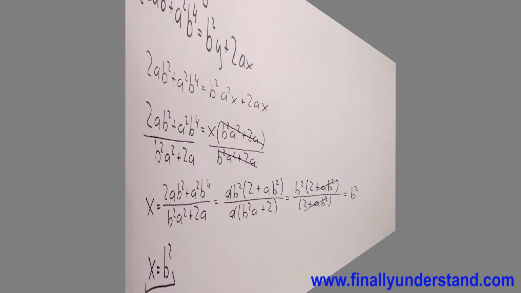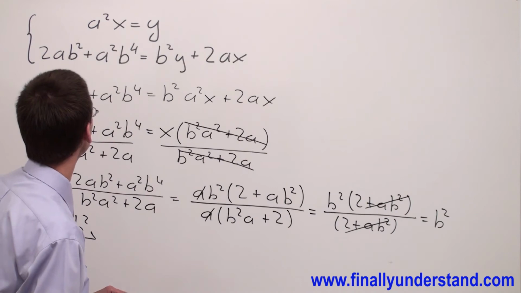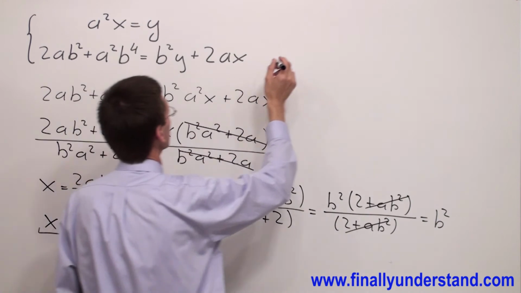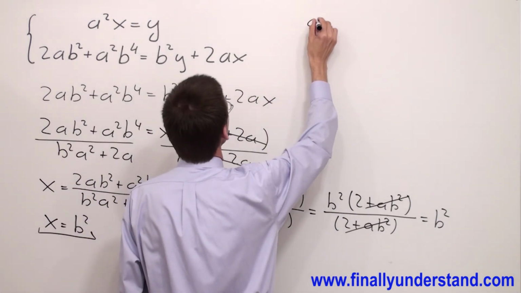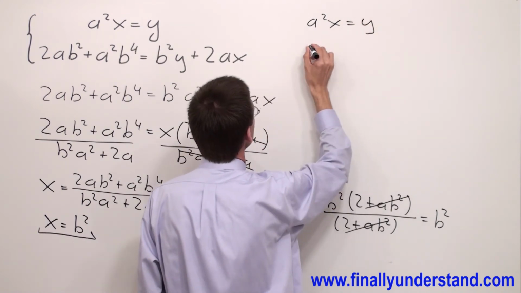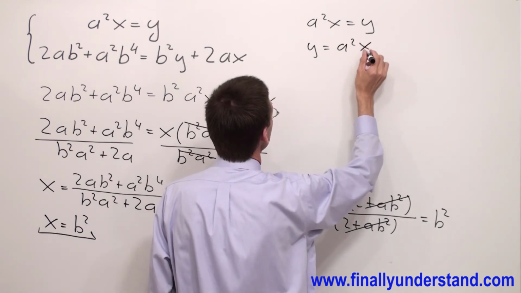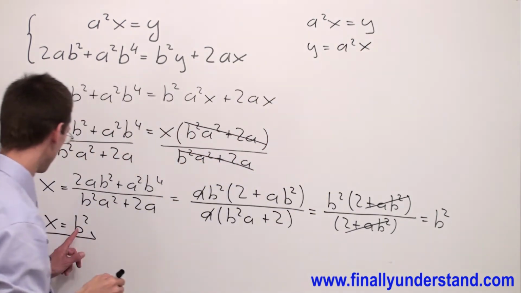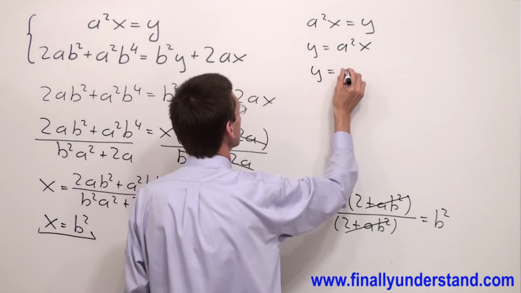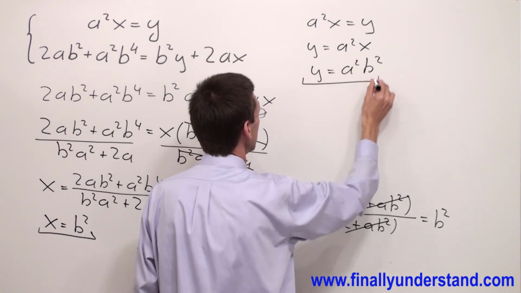We found x, now we can find y. In order to find y, I'm going to use the first equation, because the first equation is solved for y. So I have a squared x is equal y. You can rewrite this as y equals a squared x. Instead of x, we're supposed to write b squared. So I have y equals a squared b squared. And this is my y.